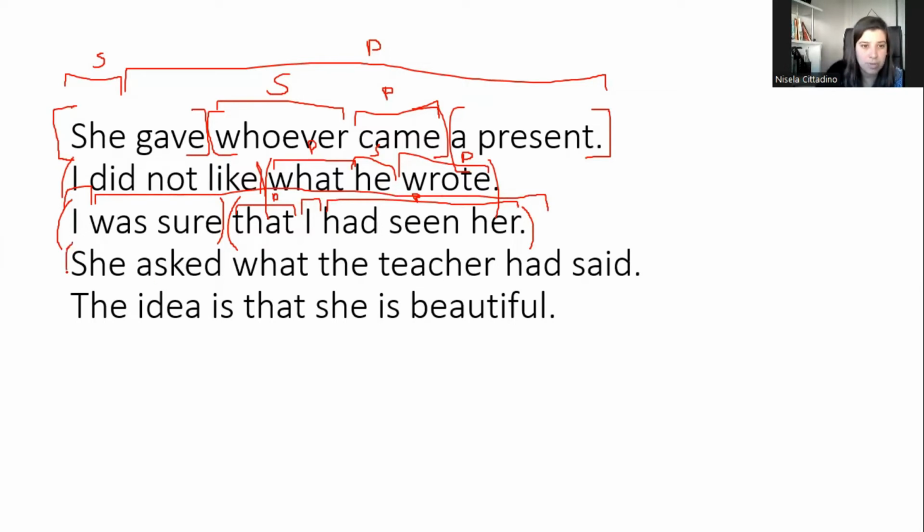She asked what the teacher had said. Let us find first the clause. This is a clause. We have a subject and a verb, a small part of a sentence. What the teacher had said is another clause. We have she as the subject, and asked what the teacher had said is the predicate, and inside that predicate we have to analyze separately the clause. So what is the predicate, the teacher is the subject inside this clause, and had said is the rest of the predicate.